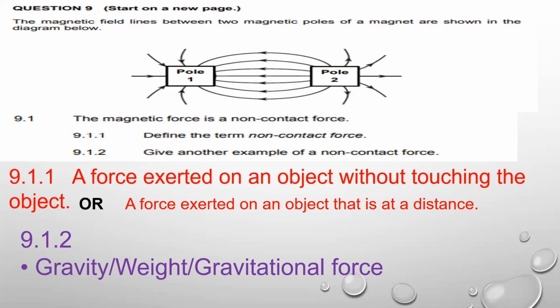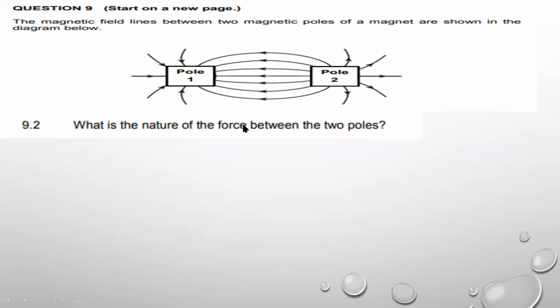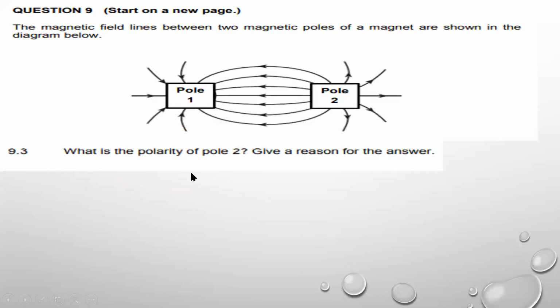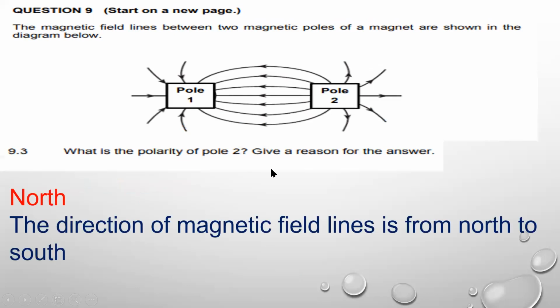Electrostatic force is another example. Now, between these two, what kind of force is there, people? As you see, just moving from one to another, so it is an attractive force. We have an attractive force between pole 1 and 2. And then they ask, what's the polarity of pole 2? It's going to be north, because we know the direction of the magnetic field is from N to S. Remember, natural science, N to S. Direction of magnetic field lines from N to S. Because of that, pole 2 is N, pole 1 is S.